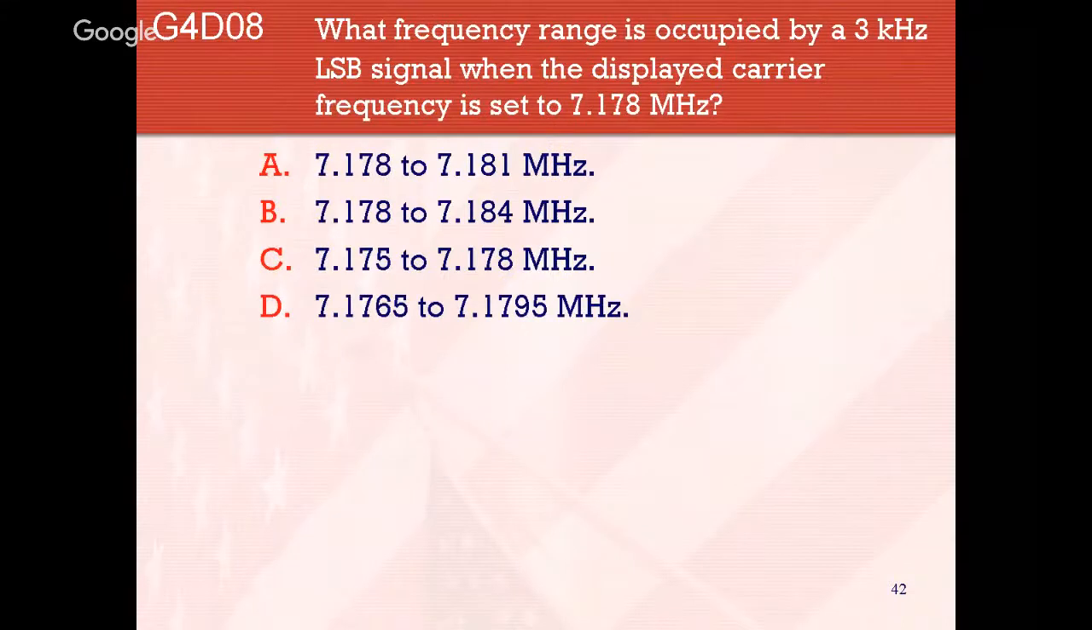What frequency range is occupied by a 3 kilohertz lower sideband signal when the displayed carrier frequency is set to 7.178 megahertz? All right, remember you're using lower sideband and you have your radio set to 7.178 megahertz. And the bandwidth of that lower sideband signal is 3 kilohertz typically. So you want to subtract 3 kilohertz from 7.178. So your lower end is going to be 175 to 178. C is your correct answer. That's your 3 kilohertz width right there.